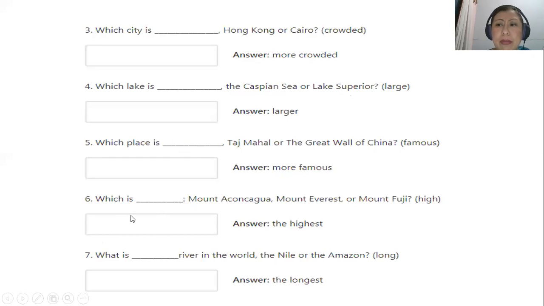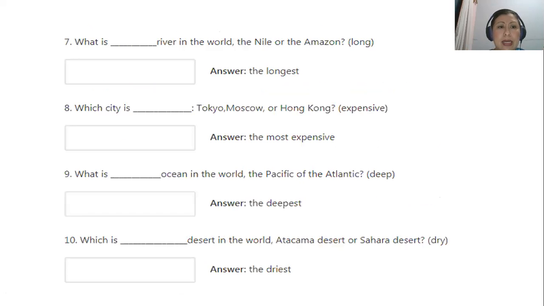From number six to number 10, there's a superlative. Which is the highest mount, Aconcagua, Mount Everest, or Mount Fuji? So we are comparing three, right? But one of them is the highest. In this case, Mount Everest, right? Okay, what is the longest river in the world? The Nile or the Amazon, right? So you are comparing two, but one of them is the longest. Okay, number seven. What is the longest river in, yes, the same.